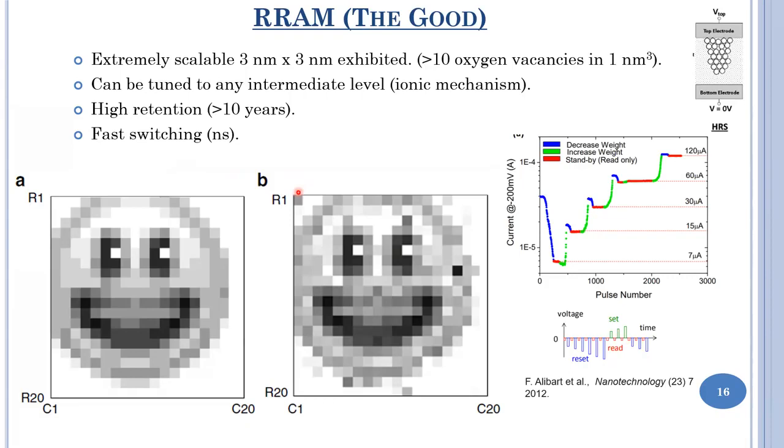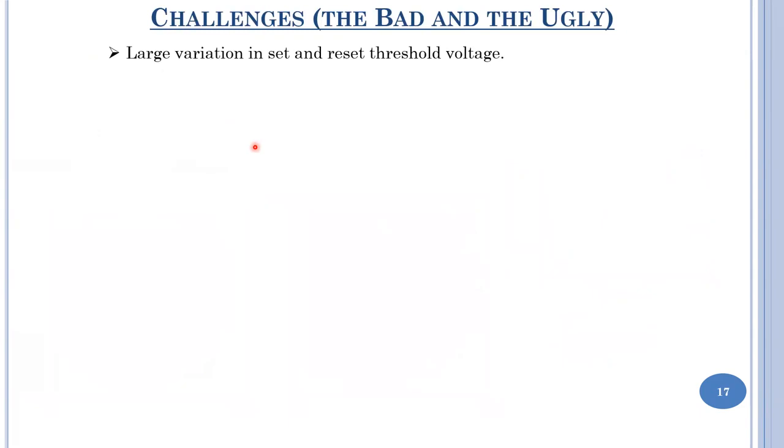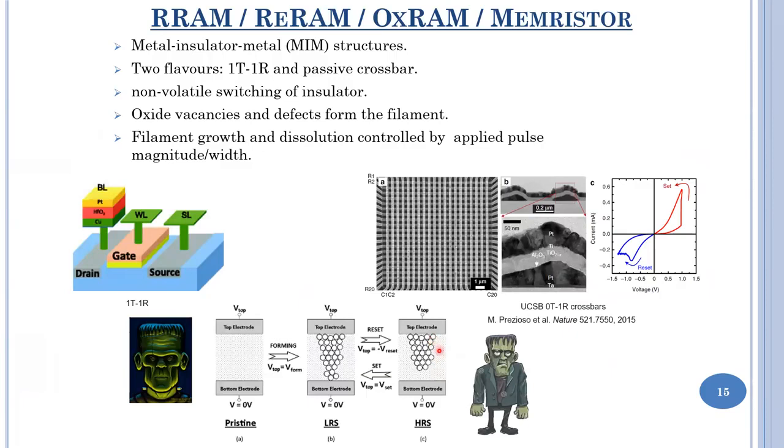Now let us talk about the challenges with these RRAM devices. There is a large variation in the set and reset threshold voltage. What I mean by that is, during the set process, these vacancies come here and the conduction filament connects your top electrode to bottom electrode. This is your set process. In the reset process, some of these vacancies are pushed towards your top electrode, you uncover an insulator, and your resistance increases. This is your reset process.